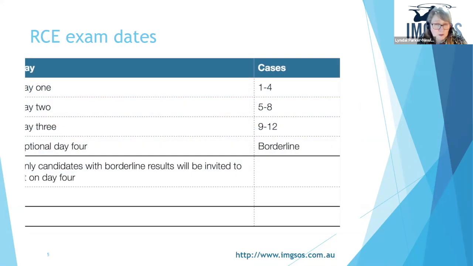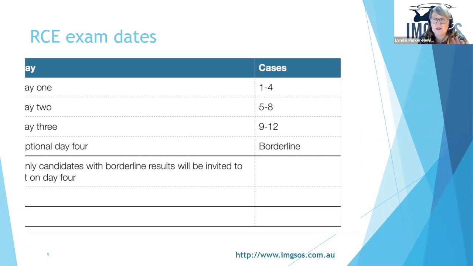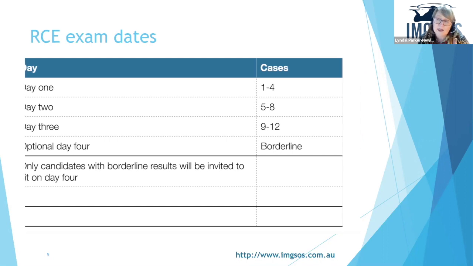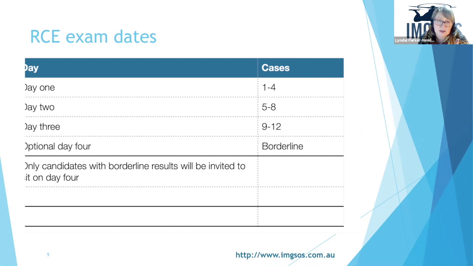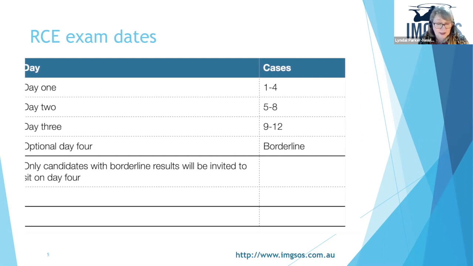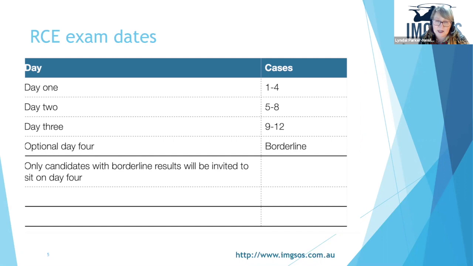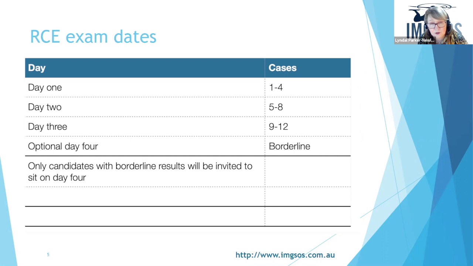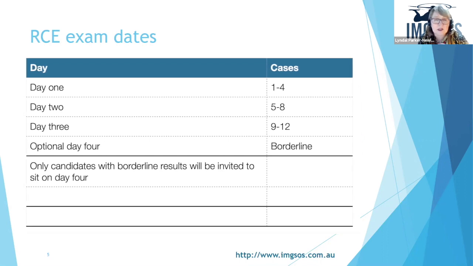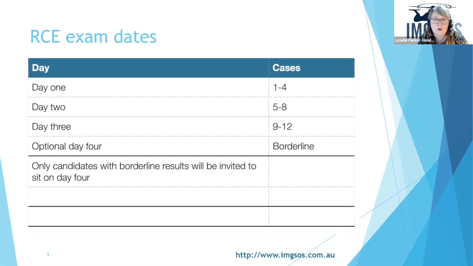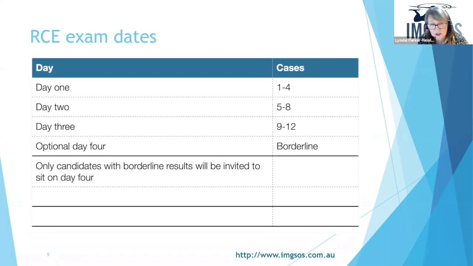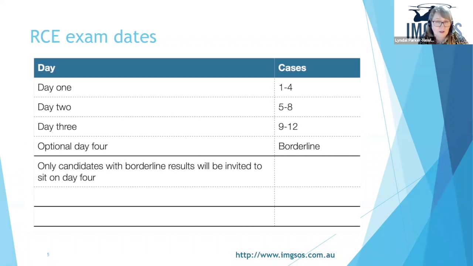Now you'll notice there's an optional day 4. What's happening with the exam this year, and I think this is actually common practice in clinical competency assessment, is that the 3 days of exams cover 12 cases. If students clearly have failed the 12 cases, then they're unsatisfactory. If students have clearly passed the 12 cases, then they're satisfactory. Students who are considered borderline will be brought in for day 4 to sit 4 more cases to gather more information and determine which side of the line that they fall.